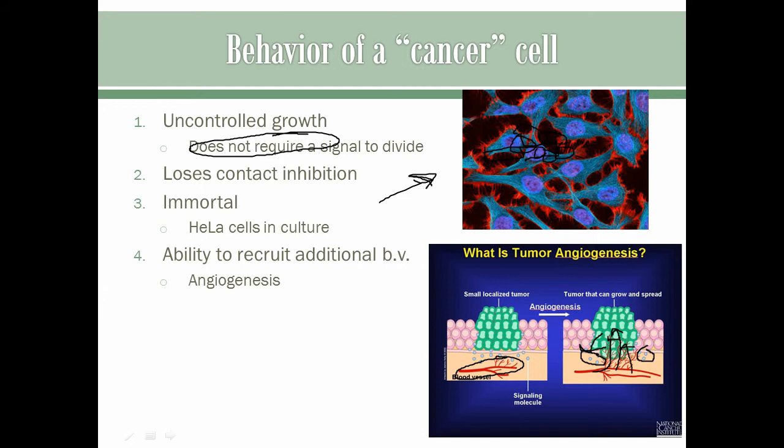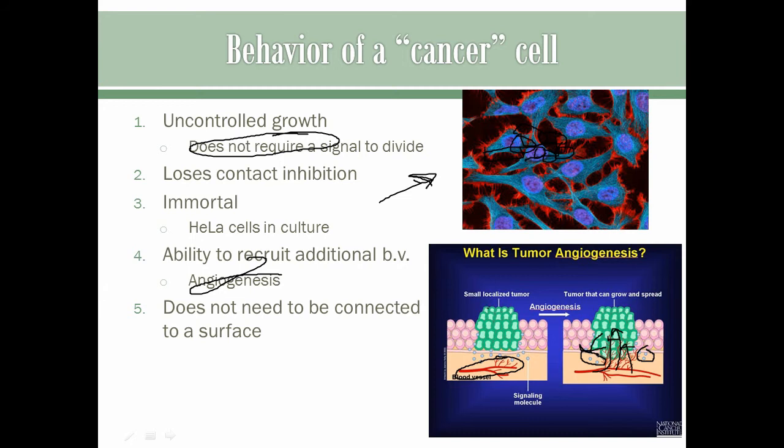That process where blood vessels are formed is called angiogenesis. So tumors have the ability to promote angiogenesis. And fifth, cancer cells do not need to be connected to anything.